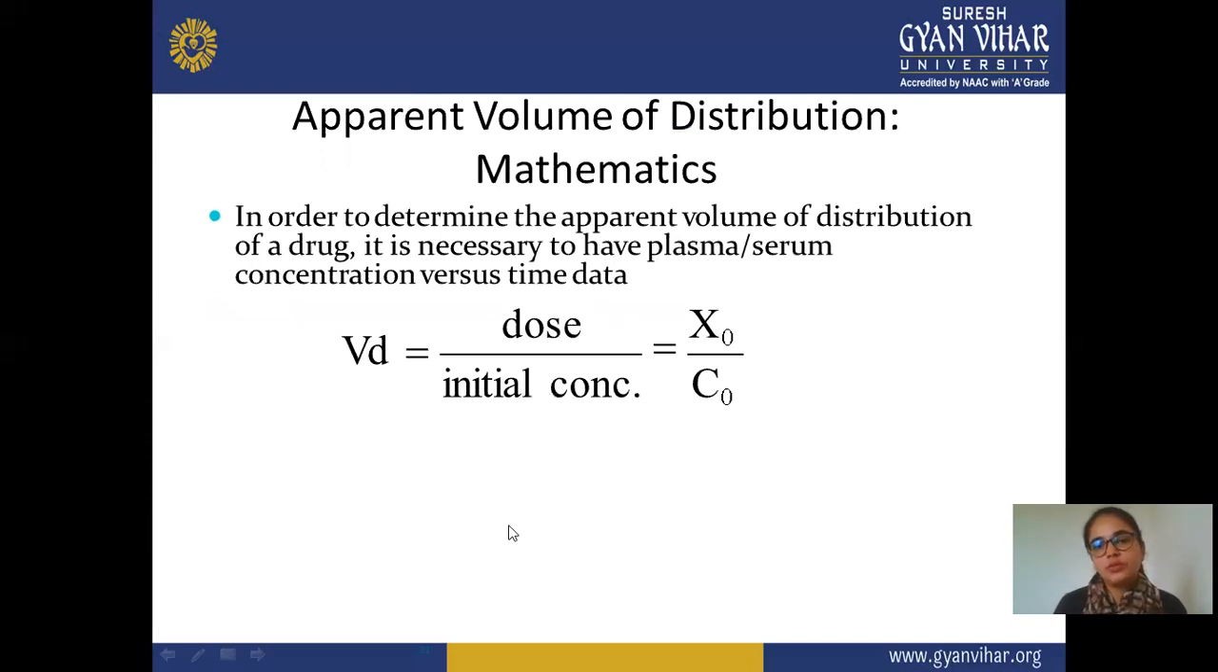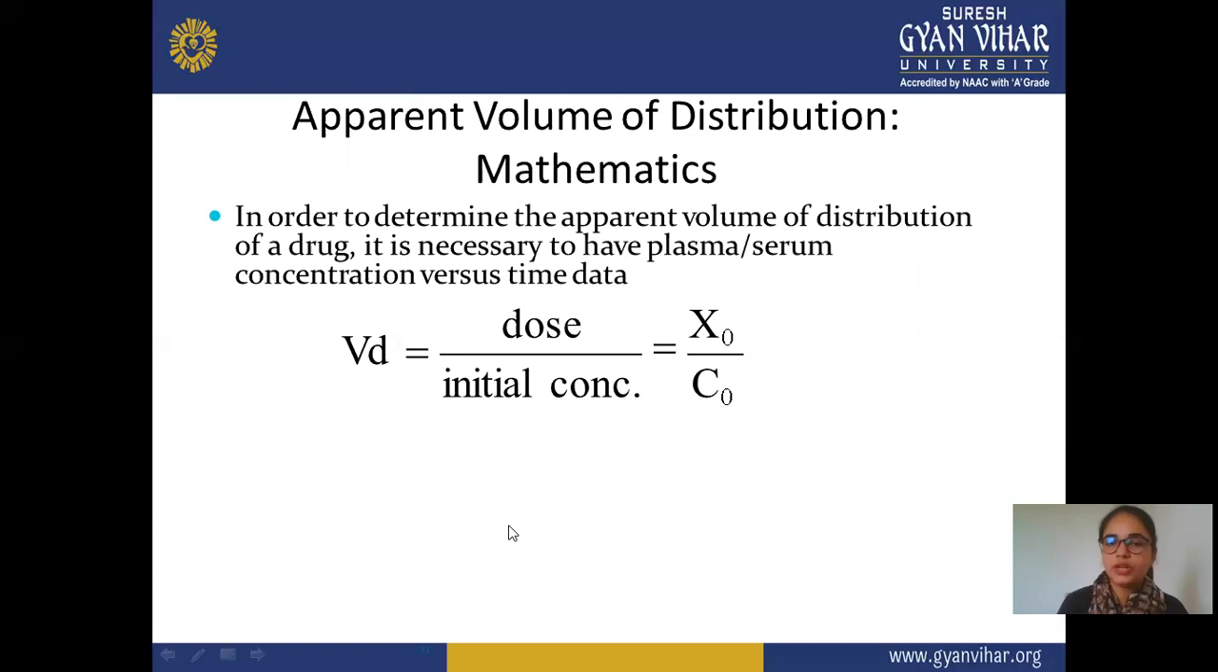Next is, in order to determine the apparent volume of distribution of the drug, it is necessary to have plasma and serum concentration versus time data. We are plotting the plasma and serum concentration data, and with the help of this data versus time, we decide how much apparent volume of distribution is present in the body according to a mathematical equation.